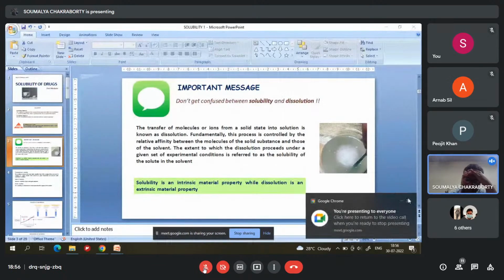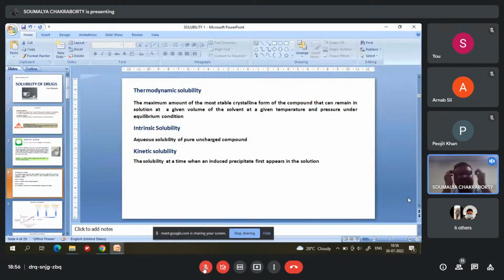So let me move to the next slide. There are some particular definitions that you should understand. Thermodynamic solubility is the maximum amount of the most stable crystalline form of the compound. So what is the most stable crystalline form of the compound? There is a concept called polymorphism. A particular solid might have the same chemistry, but it might have different crystalline structures, depending on the order or arrangement of crystals in the lattice.